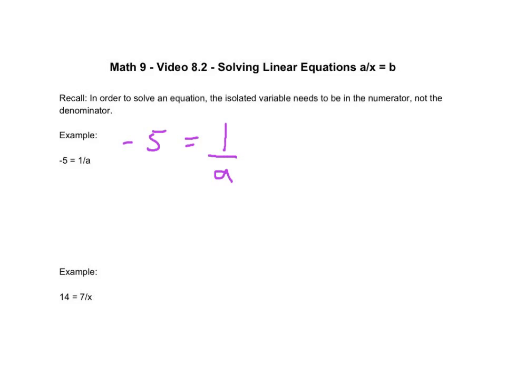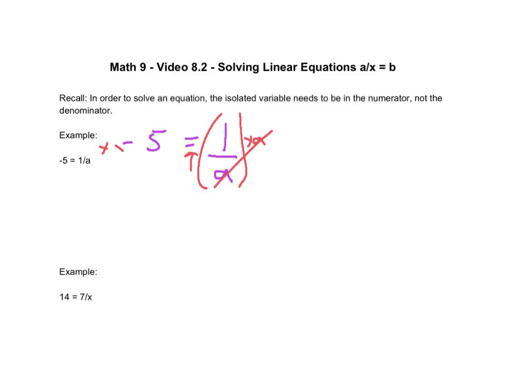Okay, so the way that we're going to do that is recognize right now 1 is being divided by a. If we multiplied the right side by a, what we would do, okay, is get rid of that variable in the denominator. And again, remembering this equal sign there means if we multiply one side by a, we got to multiply the other side by a as well. Okay, so we're multiplying by a.